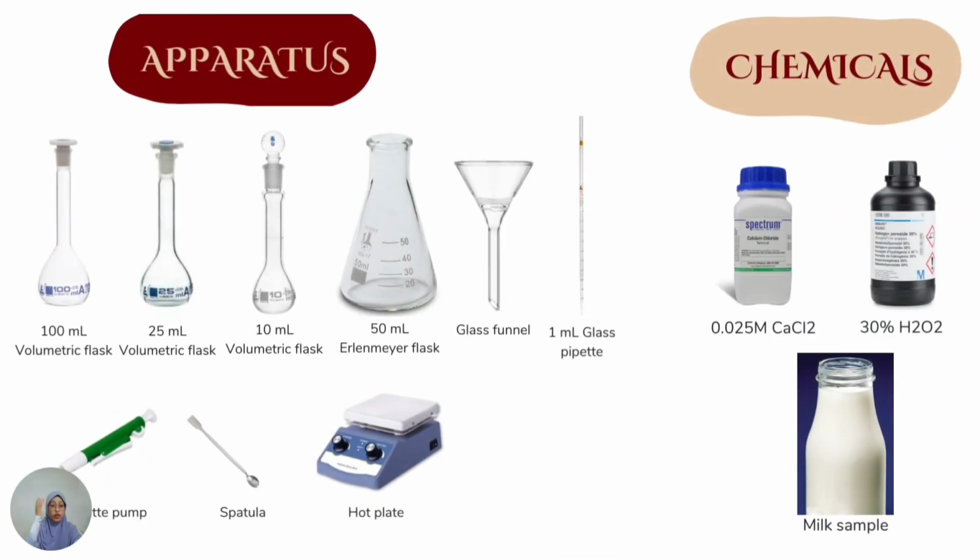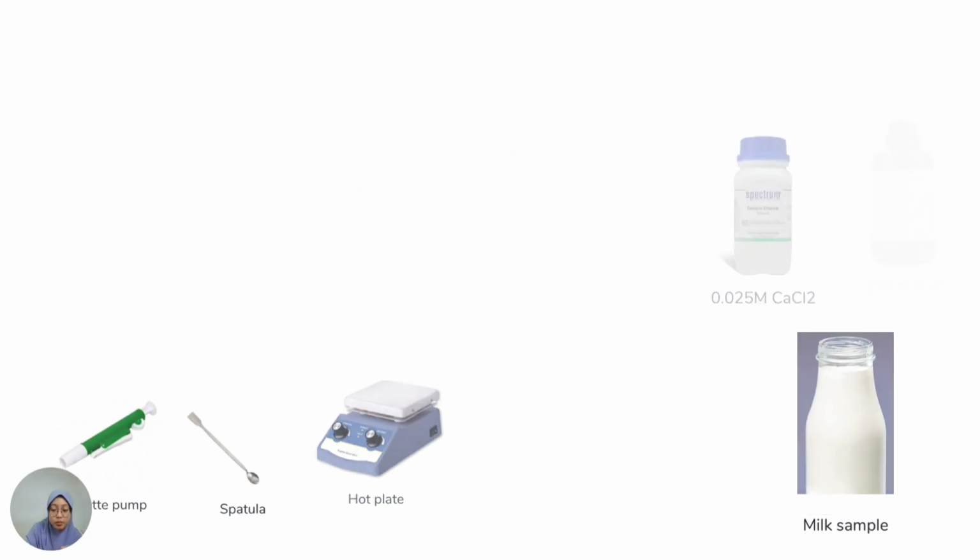What is methodology? First we have to know the apparatus and chemicals. For the apparatus, we use 100 ml, 25 ml, and 10 ml volumetric flasks. Then we use a 50 ml Erlenmeyer flask, glass funnel, 1 ml glass pipette pump, spatula, and hood lid. For the chemicals, we use 0.025 molar calcium chloride, 30% hydrogen peroxide, and milk sample.